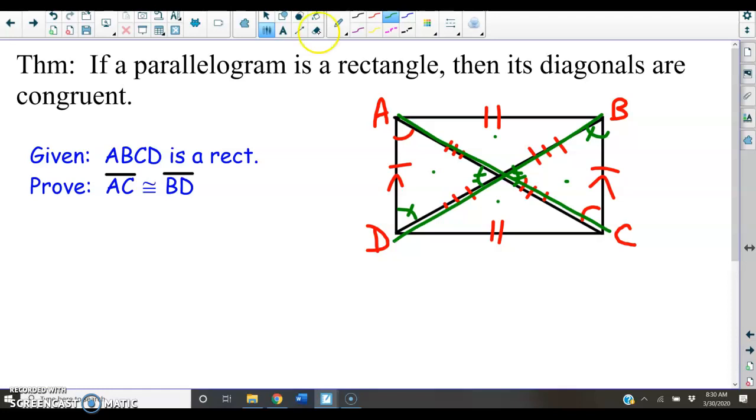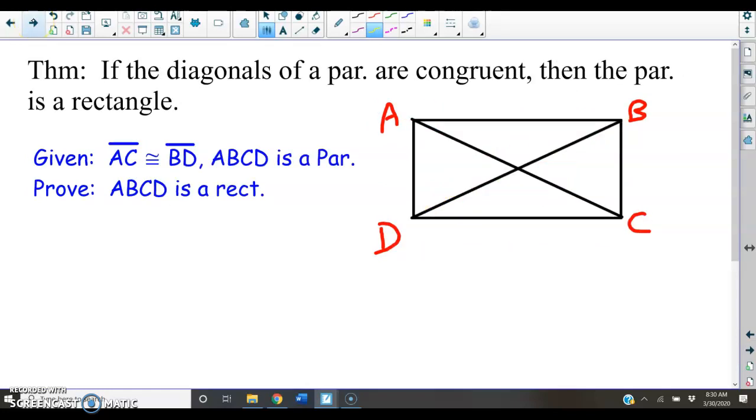Oh, I know what I missed on this. I missed that these are right angles. Okay, so when we say those are right angles, then this triangle is congruent to this triangle. And therefore, AC is going to be congruent to DB. There we go.